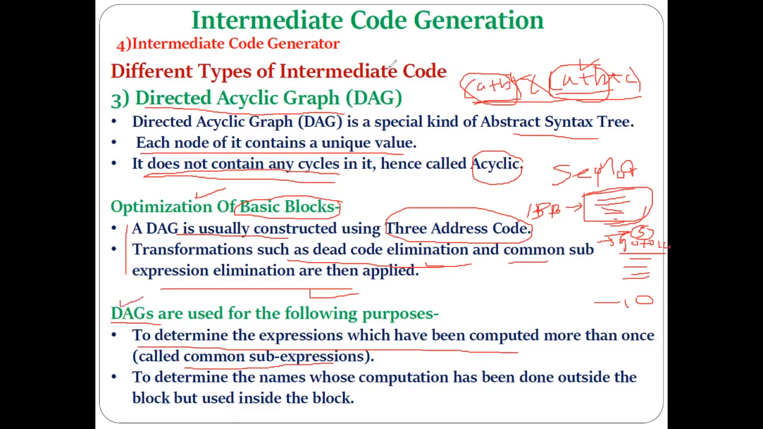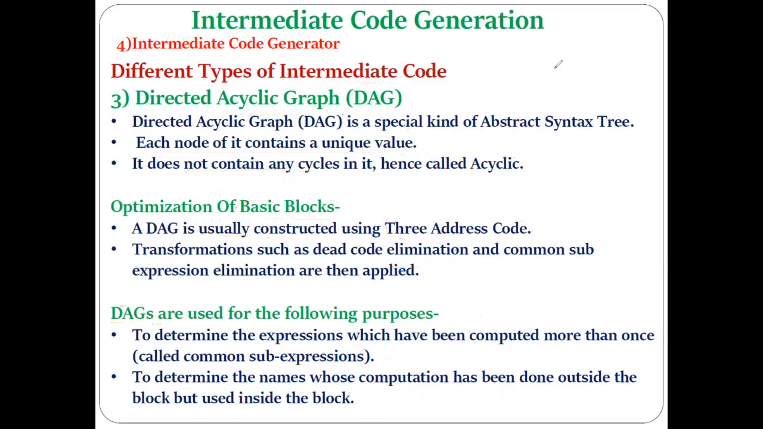Understood? So the DAG is not just utilized as an intermediate code. The DAG can also help the compiler in code optimization, that we'll see. Here I have also mentioned to determine the names whose computation has been done outside the basic block but used inside the basic block. Okay, this point we'll discuss in the next unit. You don't think about this. You just have to think that apart from the utilization of DAG as an intermediate code, we can also utilize the DAG for code optimization. Okay, now these theoretical points we have seen.